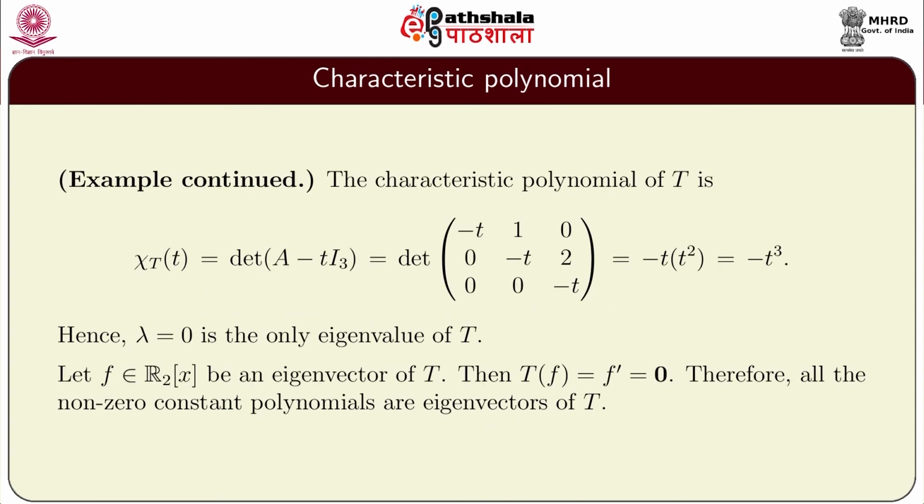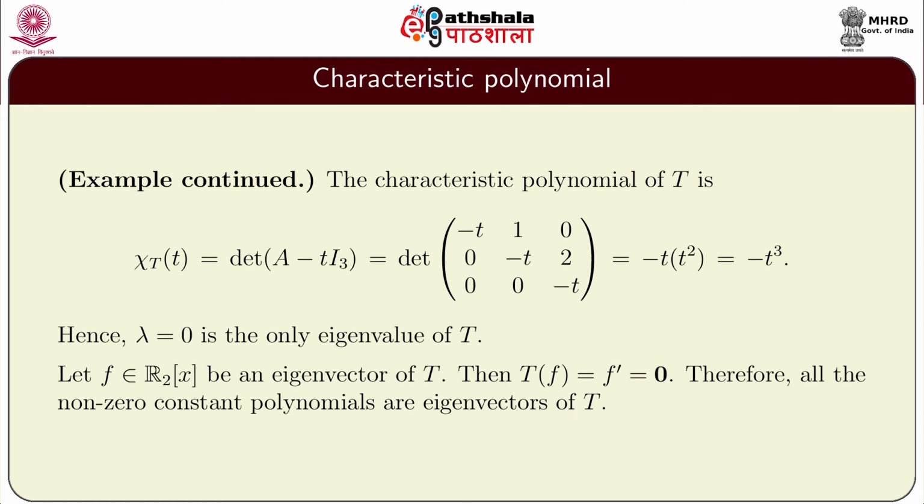Then the characteristic polynomial of T is chi_T(t), that is the determinant of A minus t I3. I3 of course stands for 3 cross 3 identity matrix, and then it is the determinant of this matrix whose first row is minus t 1 0, second row is 0 minus t 2, and the third row is 0 0 minus t, and the determinant is going to be minus t cube. Therefore, lambda equal to 0 is the only eigenvalue of T. So, we have a 3 cross 3 matrix with only one distinct eigenvalue, and that is 0.